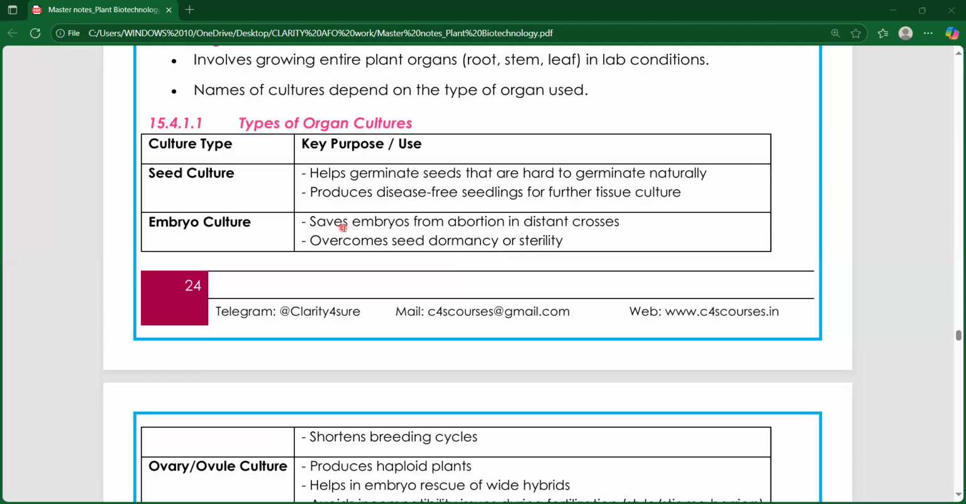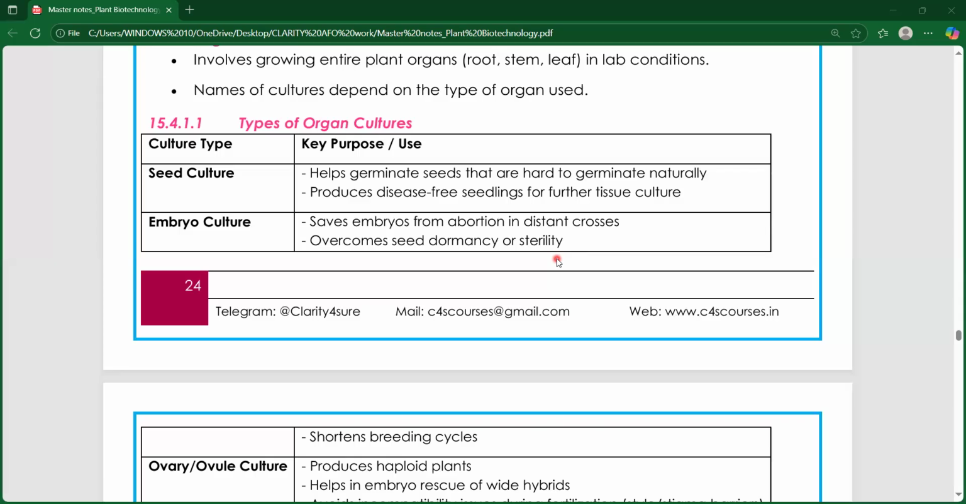Then again, it can also help in breaking the seed dormancy and overcoming the self sterility problems in the plant. Then it is also used for embryo rescue. Okay, embryo rescue means when the embryo is not able to be used in the tissue culture, then you can use the part of the embryo in a liquid medium and culture it there.